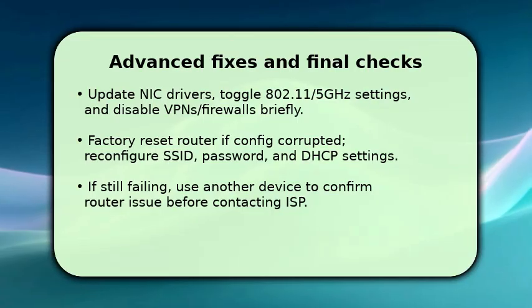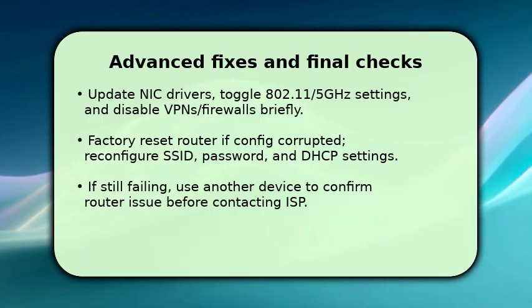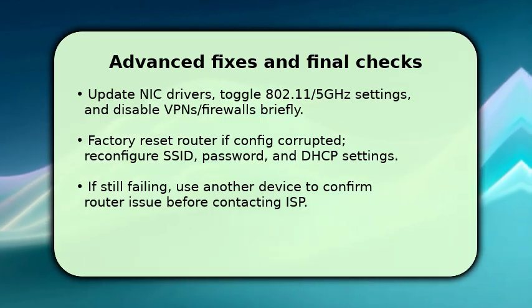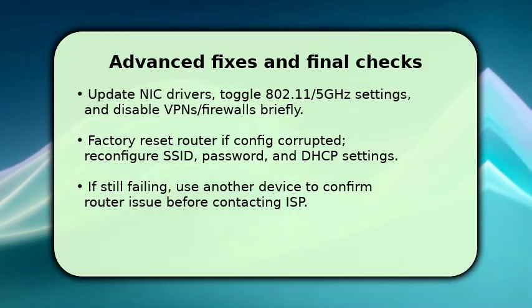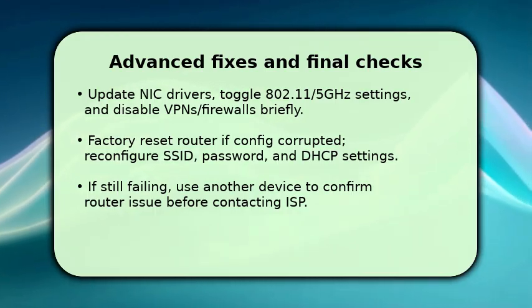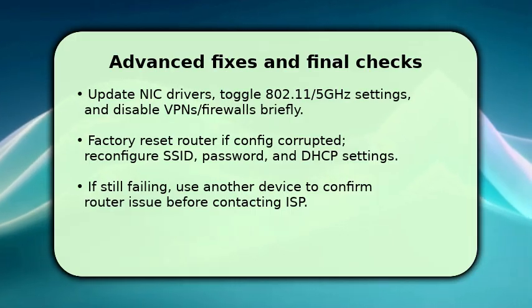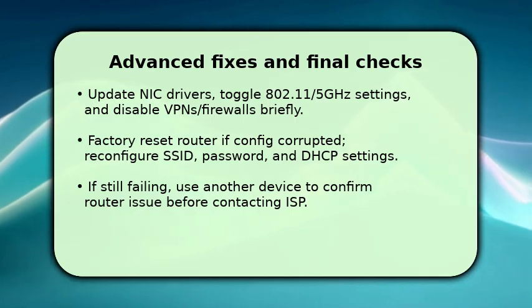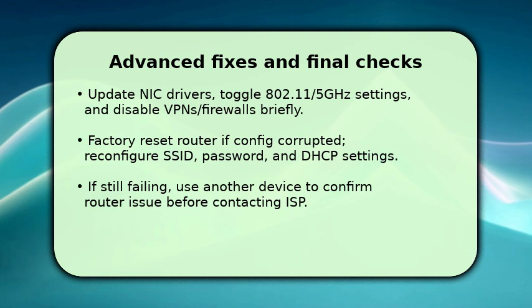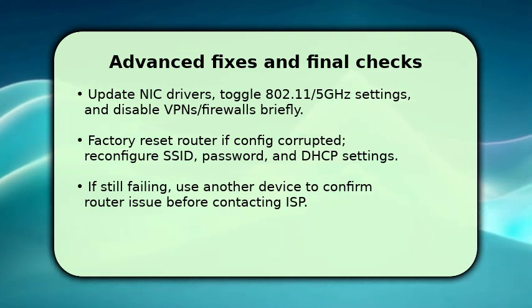For final remediation, update the network adapter drivers and adjust wireless bands or channel settings to avoid interference. Temporarily disable VPN or third-party firewall to rule them out. If the router's configuration appears corrupted or DHCP settings are irreparable, perform a factory reset and reconfigure SSID, password, and DHCP pool carefully. Once done, test with a second device to confirm the router supplies network settings.